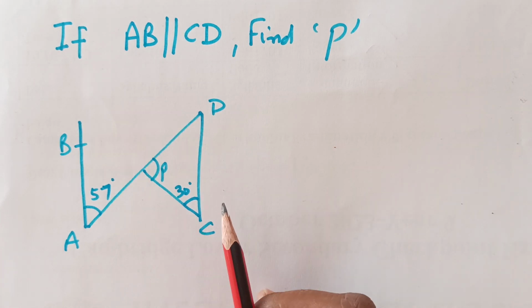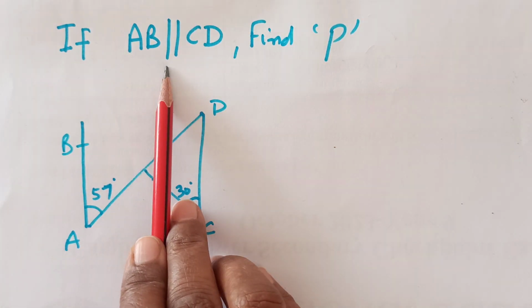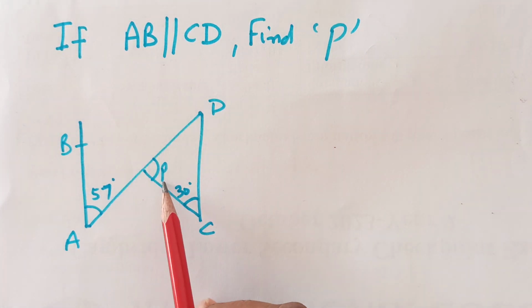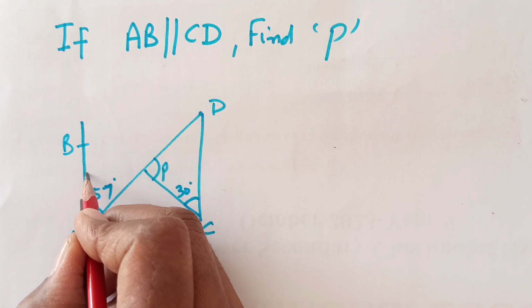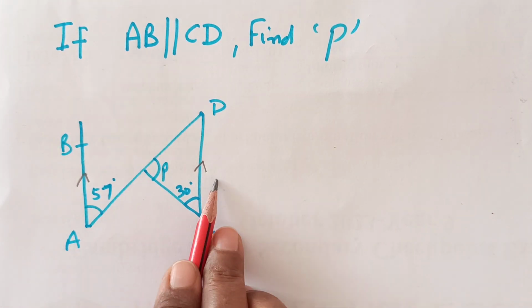We have here a question of angles. Now we are given here, if AB is parallel (this is the symbol of parallel) to CD, find the value of P. P is here. Now we are given that AB is parallel to CD, so these two lines are parallel.